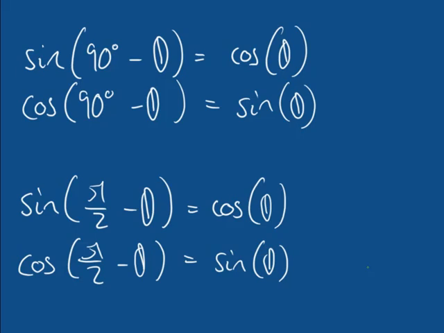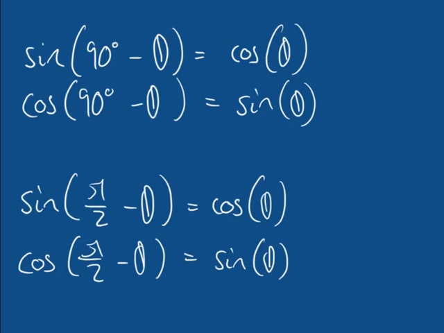The other set of identities I wanted to look at in this video are identities that relate to what happens when we take the sine or cosine of a negative angle. Again, whilst they're not necessarily very useful on their own, they are useful when we start to find more complicated trigonometric relationships, as we'll see in the next video.